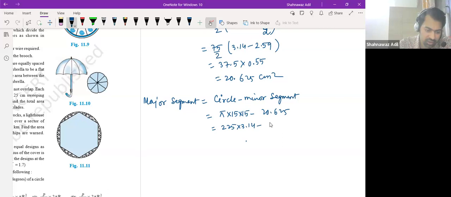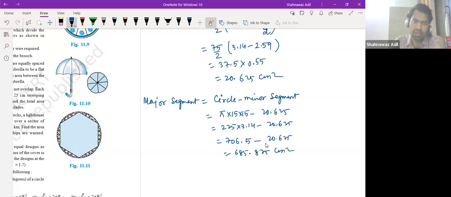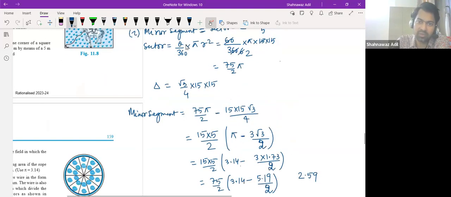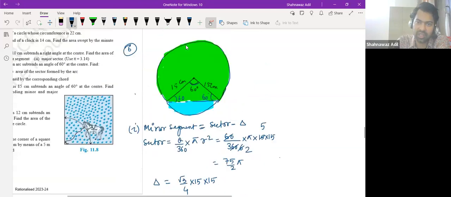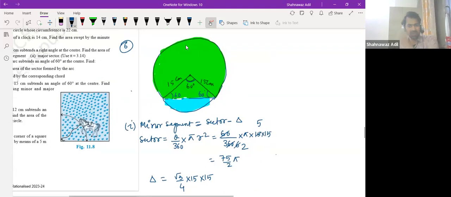Minus 5 is 706.5 minus 20. 685.2. So this is the, okay, you guys, please note it down. So we have to be very careful in this chapter. So there are lengthy calculations, and we have to be very careful with the calculation.